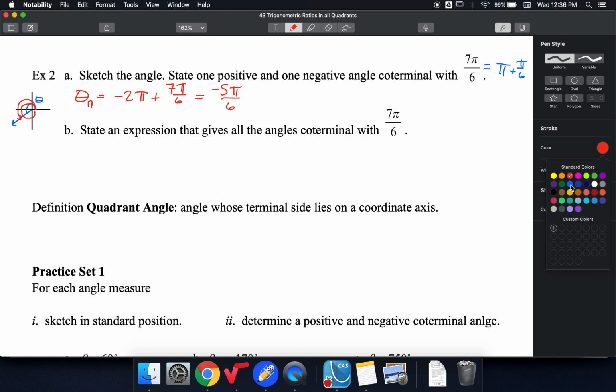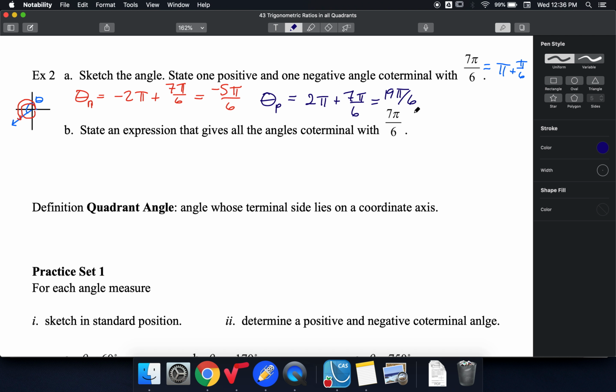My positive coterminal angle, I'm going to do a full loop. I'll go a full 2 pi, and then I'll add another 7 pi over 6. Again, that's 12, so I get 19 pi over 6. So my expression for all angles is going to be, I'm going to start with my 7 pi over 6 and add multiples of 2 pi. Again, k is an integer.